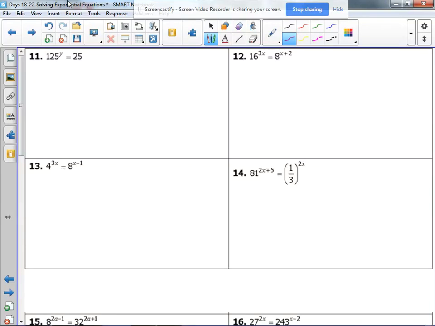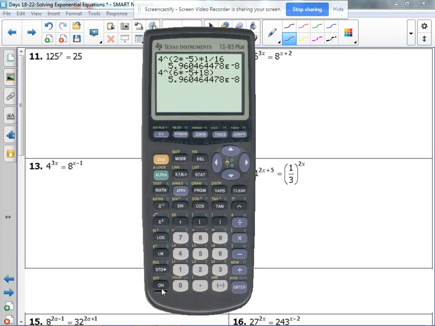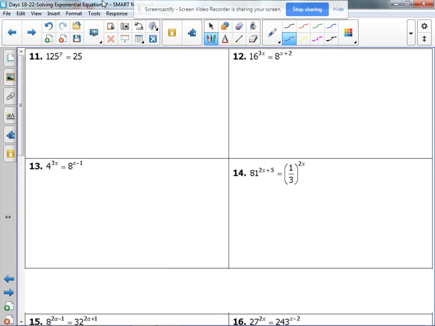Okay, we do not have the same base on both sides. However, 125 is not a power of 25, which is what we've been able to do up to this point. We've been able to take the smaller number, raise it to a power, and get the bigger number. Well, if we raise 25 to the second power, we're way bigger than 125. So what we're going to have to do is rewrite both sides of the equation.